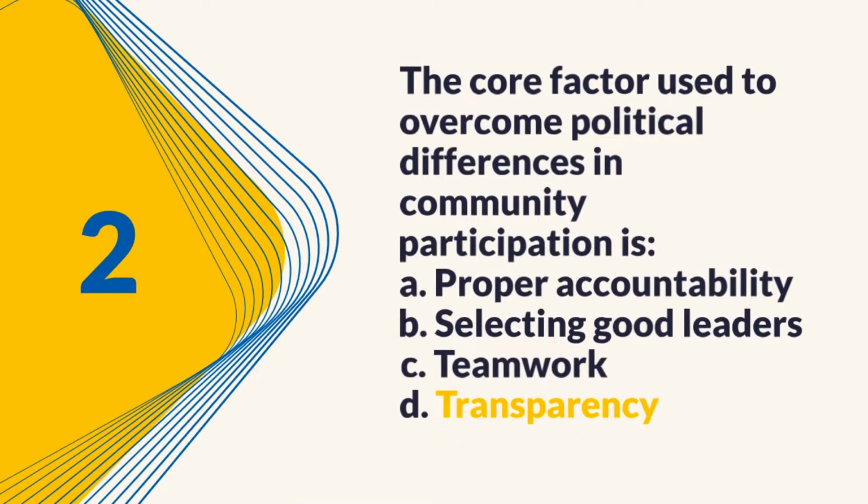tricky. The key here is transparency. Being open and clear about actions and decisions helps build trust and fosters cooperation. While accountability, good leaders, and teamwork are all important, transparency stands out as the core factor in bridging political divides. So, the correct answer is D, transparency.